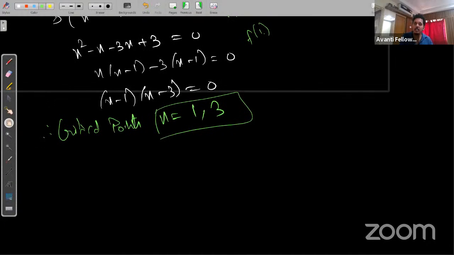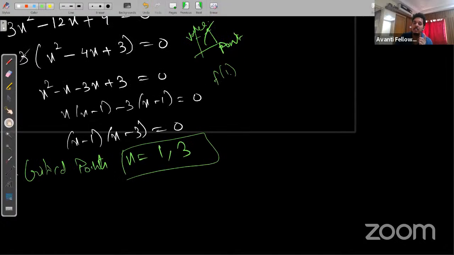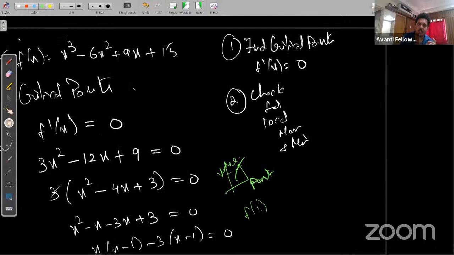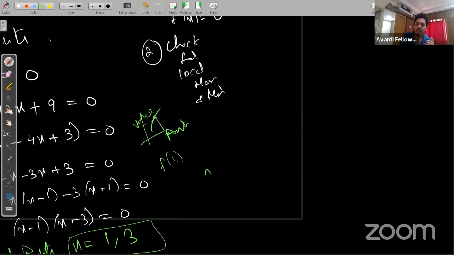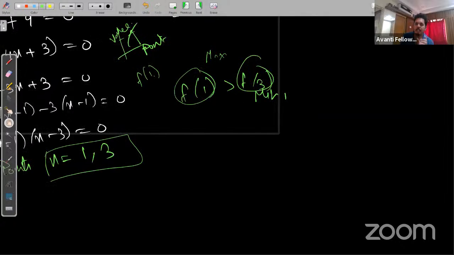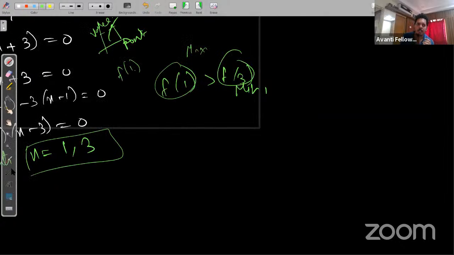x equal to 1 and 3 I got. So now how to check whether at point 1 I will get a maximum or at point 3 I will get a minimum? How to check it, guys? Some students might think, sir, I will just substitute x equal to 1 and 3 inside my function. Like if I get f of 1 greater than f of 3, then this is maximum and this is minimum. Guys, can you do it like that? You can't do it here. You can't check for both f of 1 and f of 3 because, guys, I'm telling you, with one simple example here. Look here.